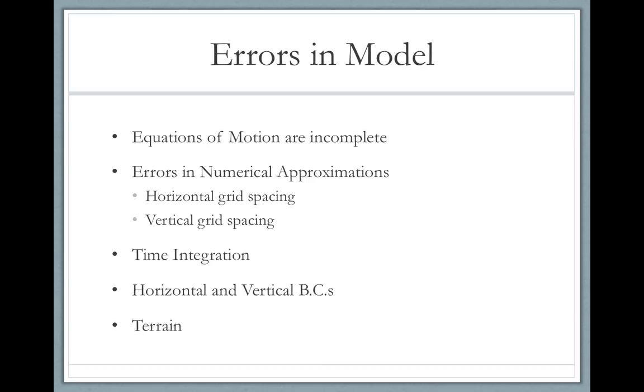Couple that with errors in our model. Our equations of motion are incomplete. They are not a closed set of equations. By discretizing our atmosphere, both in space and time, we introduce errors in our numerical approximations. Our horizontal and vertical boundary conditions are not perfect, right? We use forecasts for horizontal and vertical boundary conditions that may not be accurate in and of themselves. We don't perfectly represent terrain either, right? Even with 4-kilometer grid spacings, we represent terrain a lot better than we used to, but still not accurately. And of course, terrain can greatly influence many of our important weather phenomena.